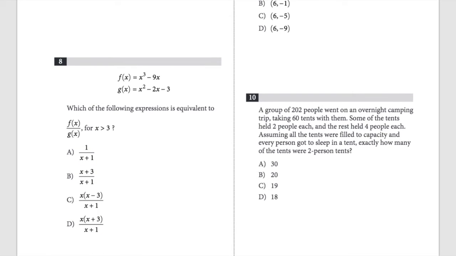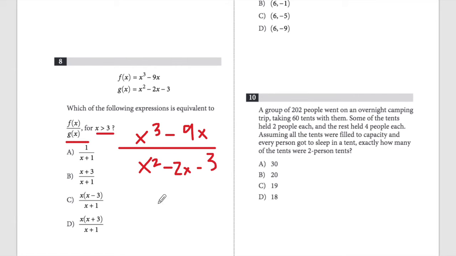Alright, let's go to number 8. Which of the following expressions is equivalent to this, where x is greater than this? So I'm just going to plug them in. X cubed minus 9x over x squared minus 2x minus 3. What I'm going to do now is actually just simplify. So I can get rid of an x here. That'll give me x squared minus 9. But obviously you can go further. You can do x plus 3, x minus 3.